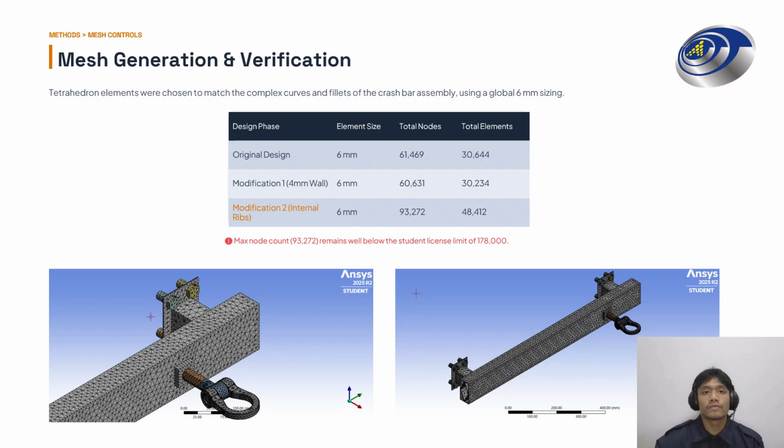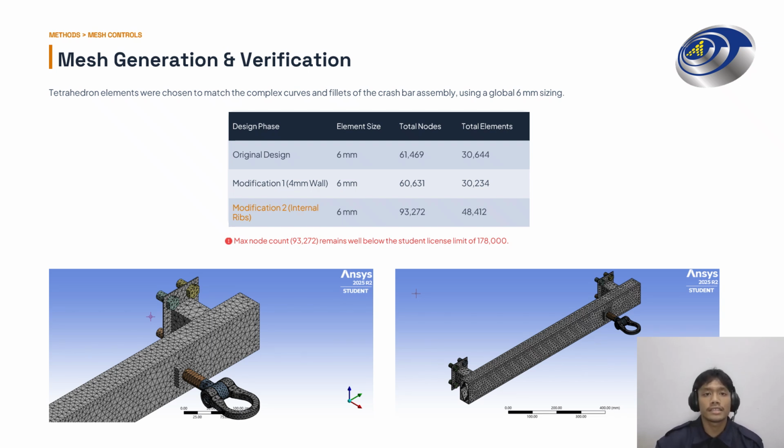And so now let's move on to mesh generation and verification. We chose tetrahedron elements with a global 6 mm sizing to accurately capture complex curves and fillets in the crash bar assembly. As you can see in the table, our mesh remains consistent between the original design and modification 1.